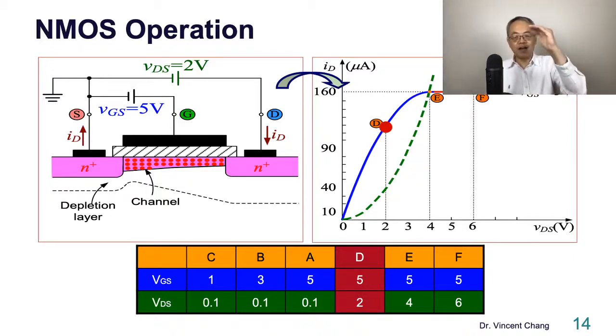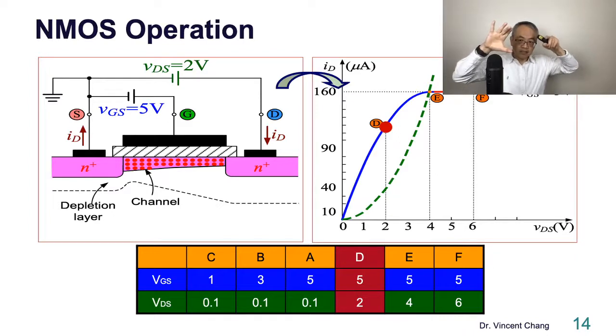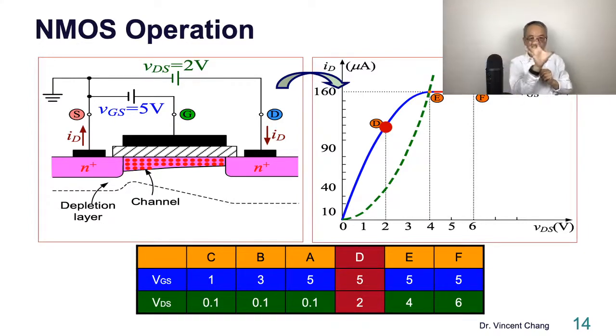No, on the left-hand side. Sorry, on the left-hand side, 5 minus 0 equals 5. So on the right-hand side, 5 minus 2 equals 3. So along the channel, 2, 1, 0. So 5, 4, 3. I'm talking about the voltage drop across the MOS structure along the channel.